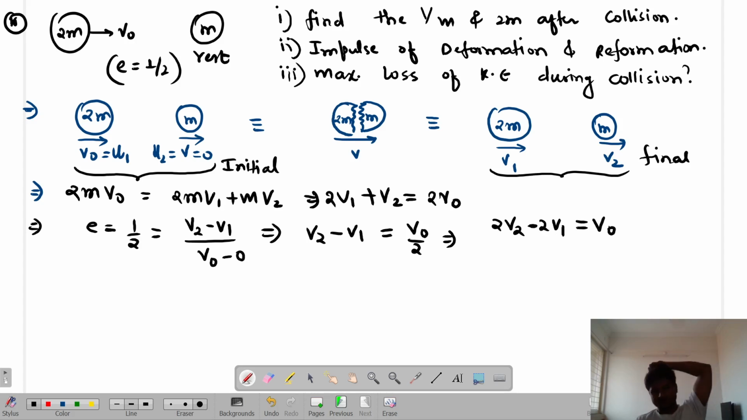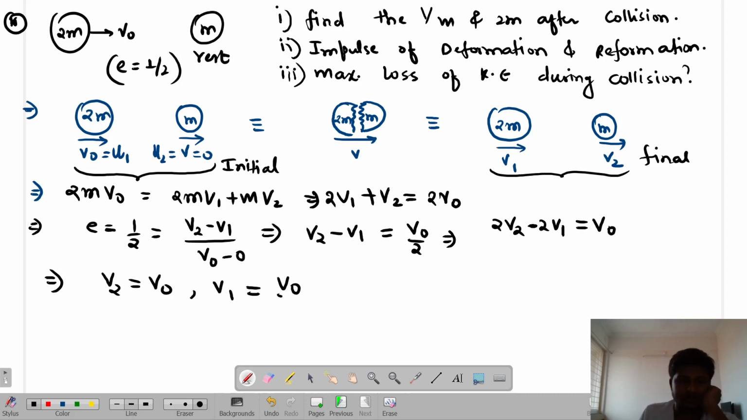Are you able to get me or not? So the equation becomes 2 v1. So this implies simply v2 is exactly v naught and v1 is exactly v naught by 2. Are you able to get me or not? So this is moving with half of its original velocity, and this is moving with the velocity taken from the particular case of the 2m mass. Are you able to get me? Is this clear?